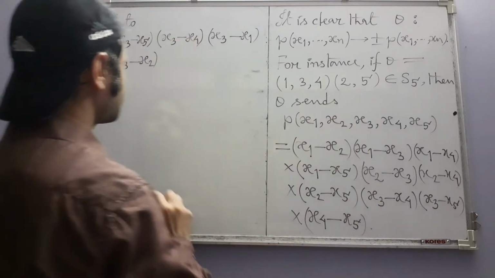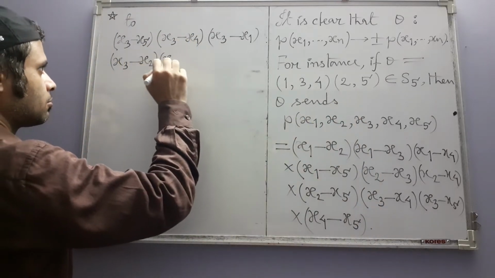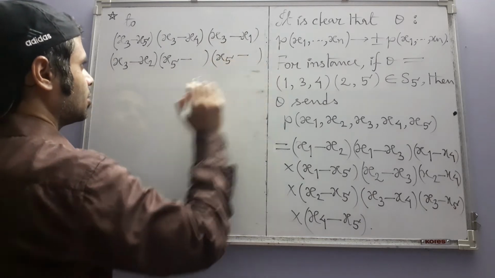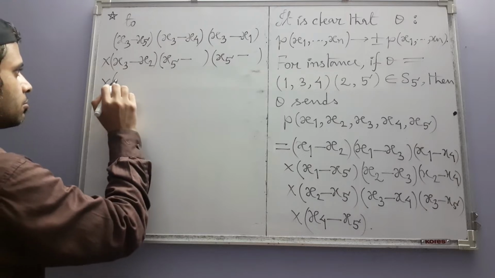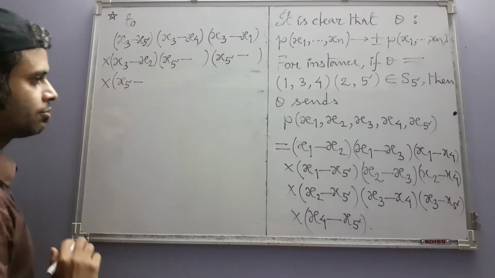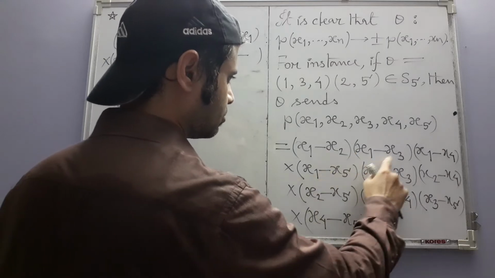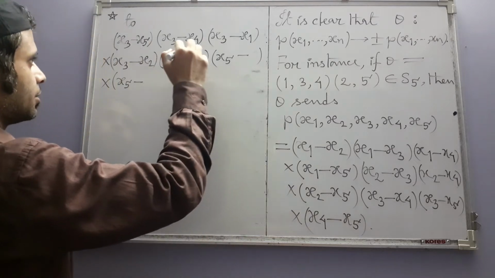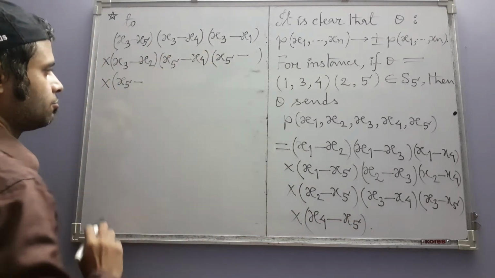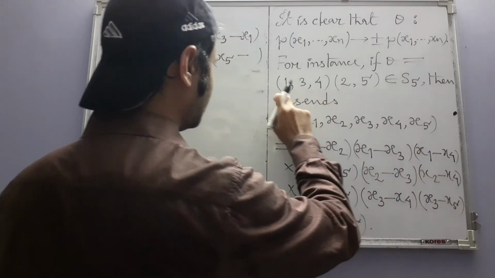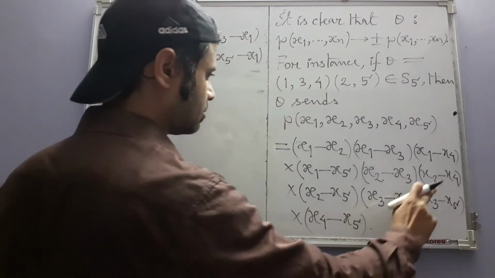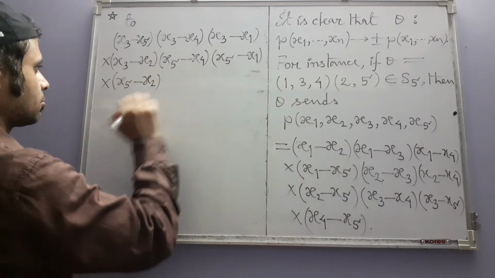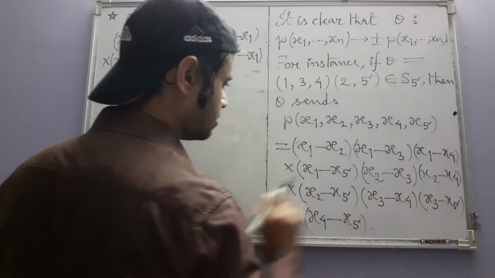So x2 becomes x5, x5 minus x5 minus x5 minus. So 1, 2, 3, 4, then this one. So 3 goes to 4, that means x4. 4 goes to 1, x1, and 5 goes to 2, x2. Next, these 3.